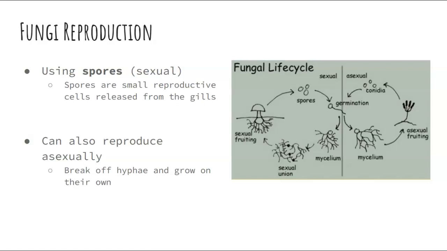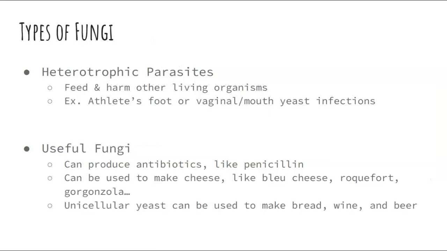However, those spores can also germinate, or break off a hyphae from the original fungi, and just grow on their own, and, you know, they can create clones from these cells, and this would just be asexual fruiting. So they can reproduce both sexually and asexually, which is pretty interesting. And then types of fungi, we're just going to talk briefly about these 2 types.